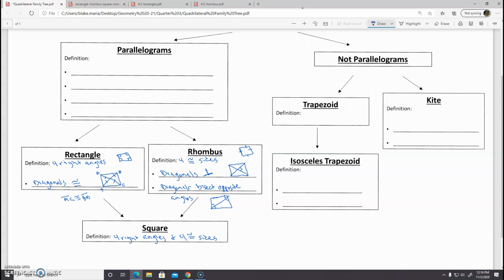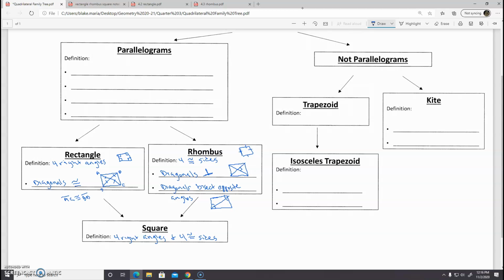So thinking back to parallelogram, opposite angles were congruent. So in a square, opposite angles are congruent. They're just both 90. Consecutive angles are supplementary. In a square, 90 and 90 make 180. Consecutive angles add up to 180. Opposite sides are equal. In a square, all the sides are equal, so definitely yes, opposite sides are equal. So everything that was in parallelogram applies to a square. Everything that's in rectangle applies to a square. Everything that's in rhombus applies to a square.